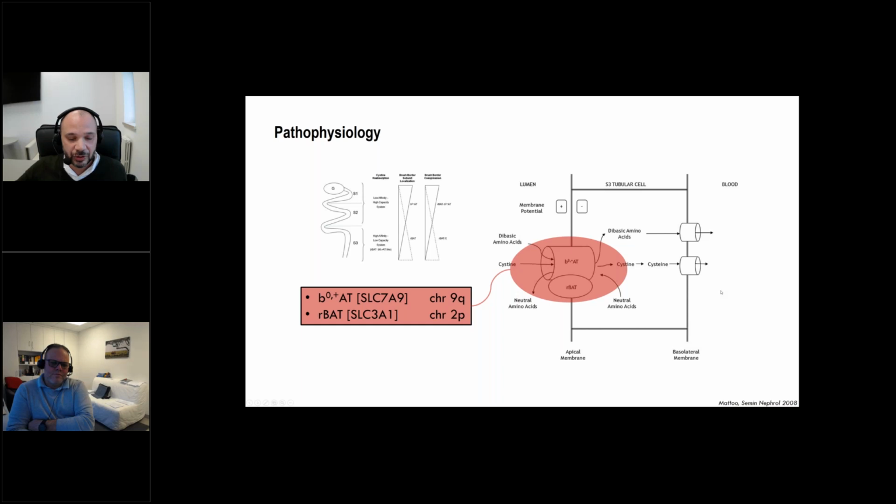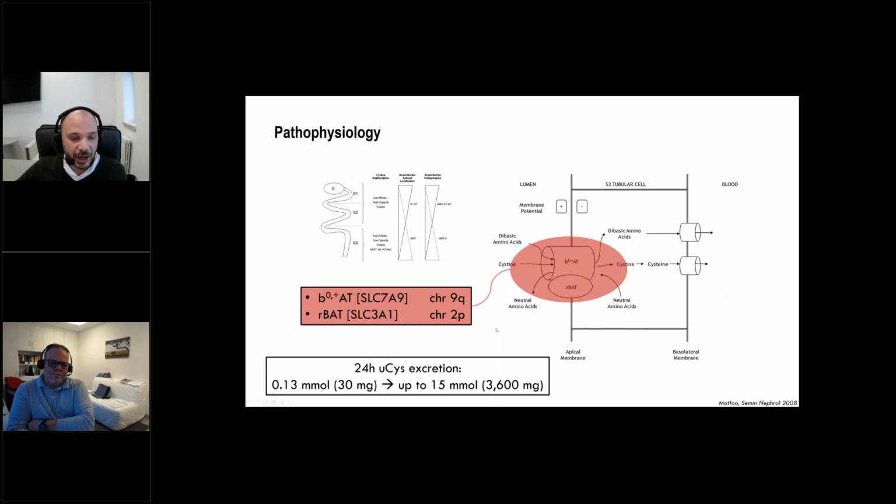A defect of this transporter gives rise to an extremely high elimination of cystine, moving from a normal range, which is lower than 0.13 millimoles or 30 milligrams per day, up to 15 millimoles, which is 3,600 milligrams per day in patients with cystinuria.